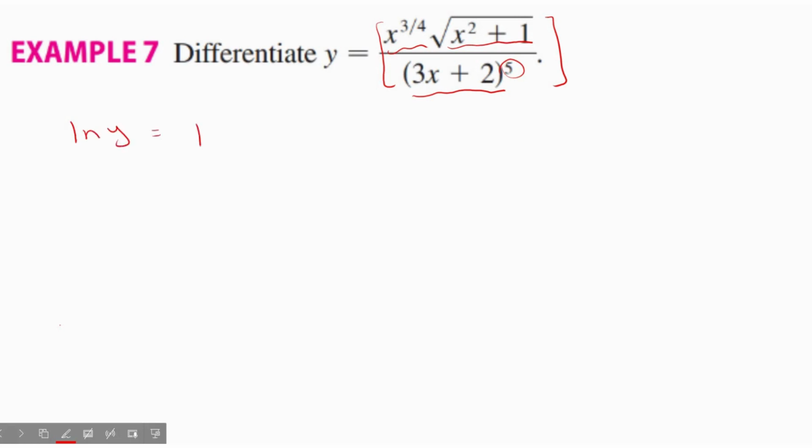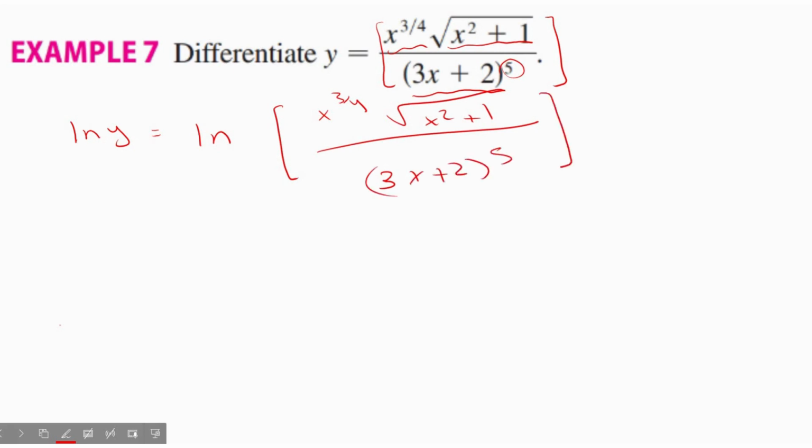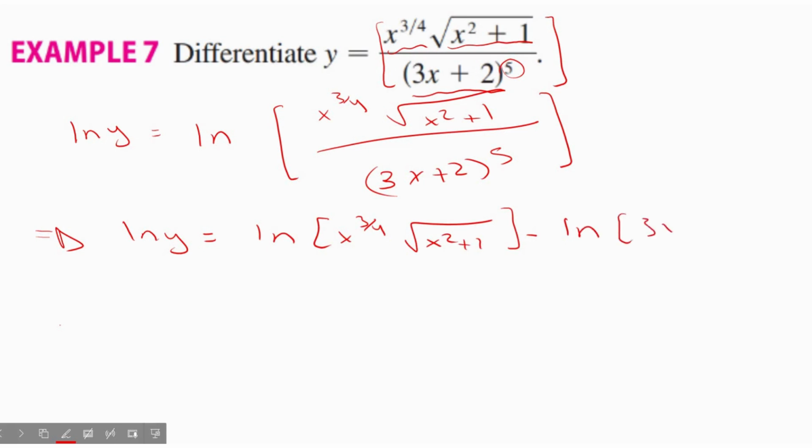Ln of y equals to ln of this expression x power 3 over 4 square root of x squared plus 1 over 3x plus 2 power 5. Now using the logarithmic properties, we know that this will become the difference of them. So this will be ln of y equals to ln of x power 3 over 4 multiplied by x squared plus 1 minus ln of this denominator, which is 3x plus 2 power 5.